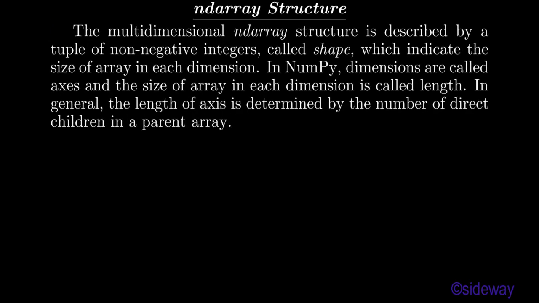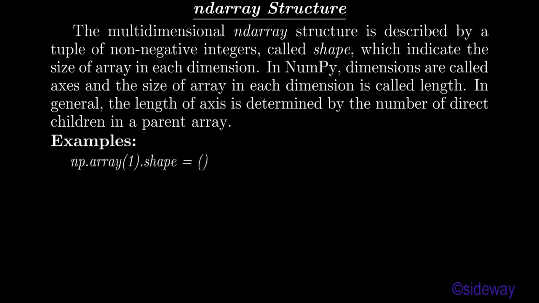ndarray structure. The multidimensional ndarray structure is described by a tuple of non-negative integers, called shape, which indicate the size of array in each dimension. In NumPy, dimensions are called axes, and the size of array in each dimension is called length. In general, the length of an axis is determined by the number of direct children in a parent array. Examples.